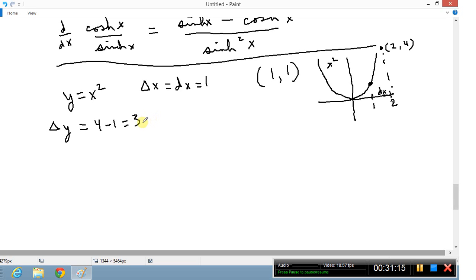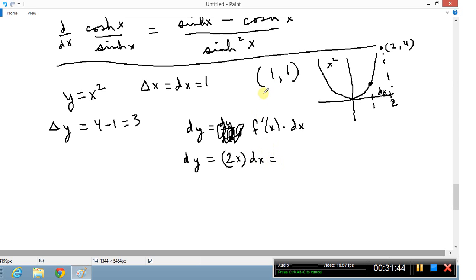And then dy by definition is the derivative, y prime, or dy dx, times, now that's a bad way to look at it, it's f prime of x times dx. And of course f prime of x is 2x, but it's not 2x at every point, it's 2x at this point. So it's 2x really at 1, so it's just going to be 2 dx. So this is dy. Oh, and we know what dx is, so this is just going to be 2. dx is 1. So dy is 2.